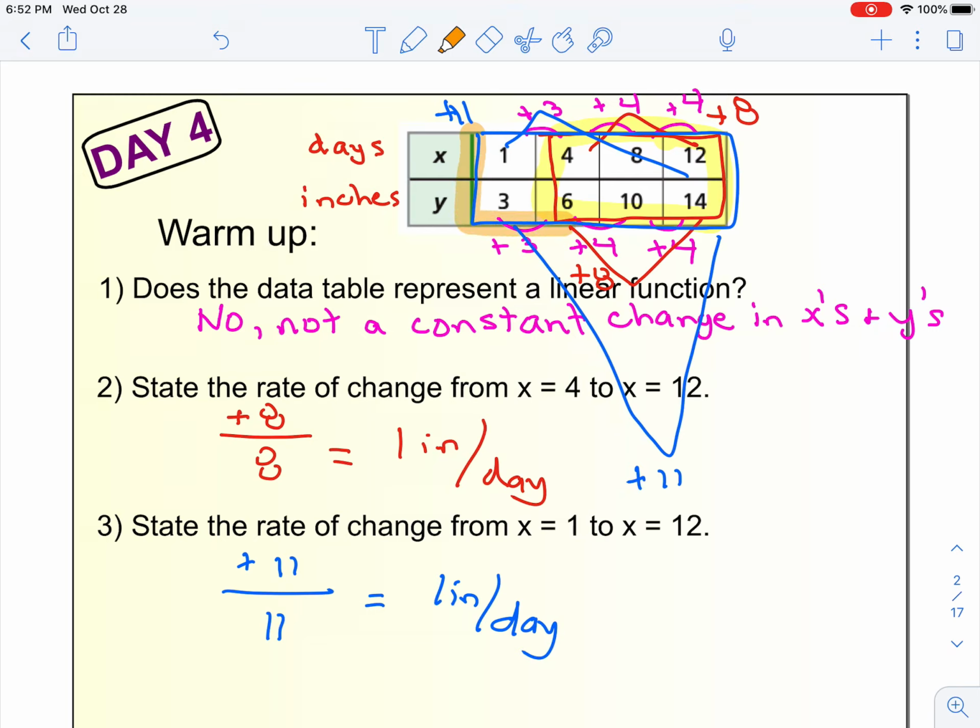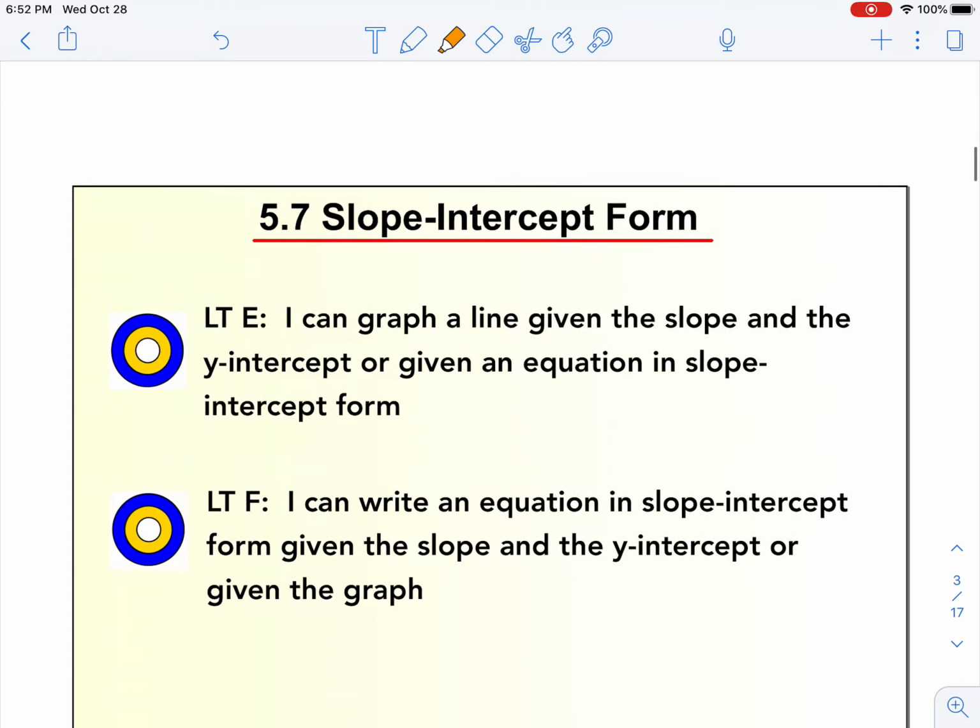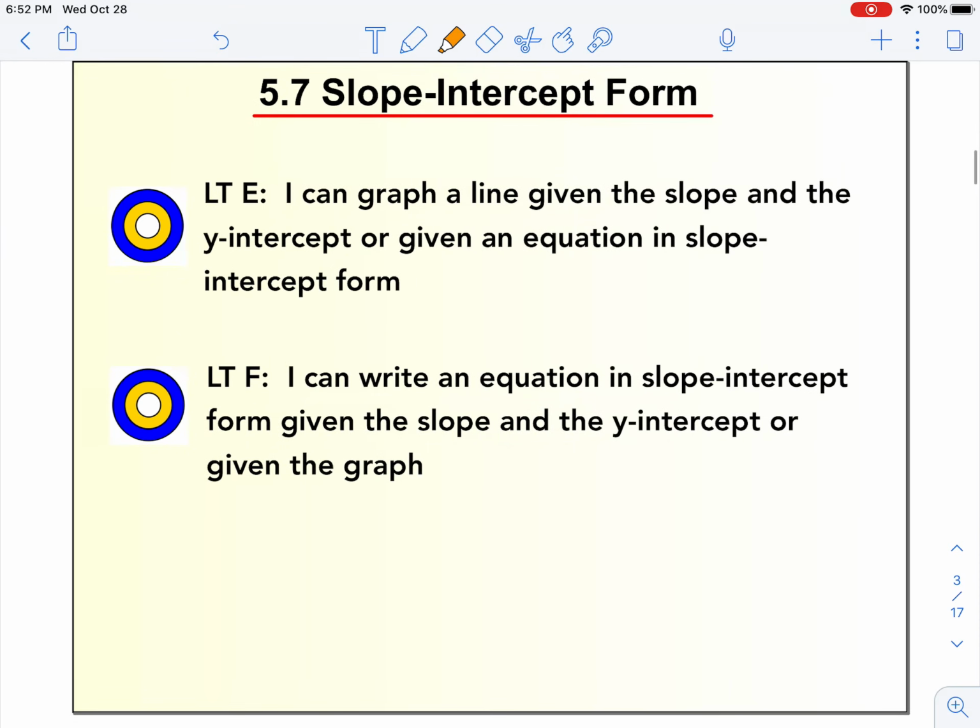And then the second time interval you need to look at is from 1 to 12. And if you look at how many inches it changed from 3 to 14 is 11, and it's still in 11 days, so you still have 1 inch per day. So those two rates of change were the same.